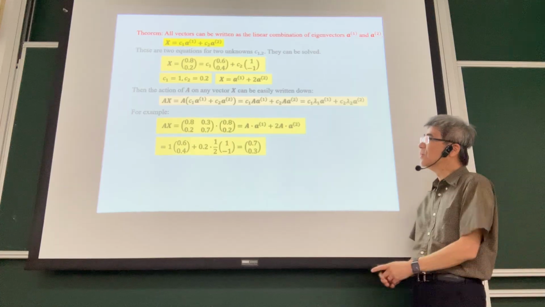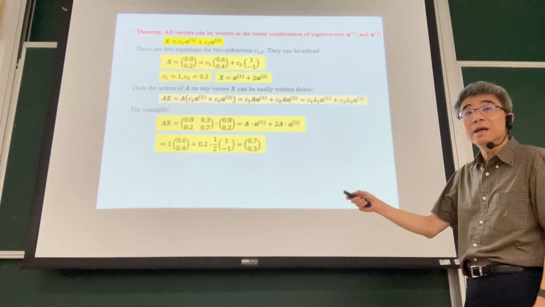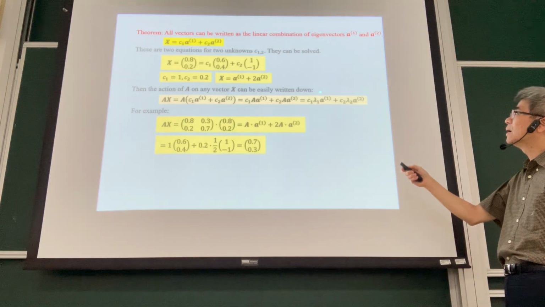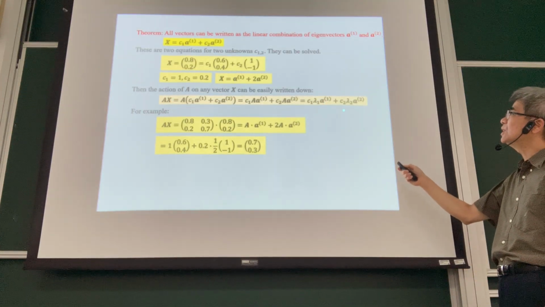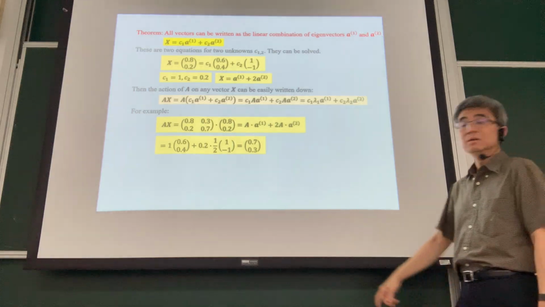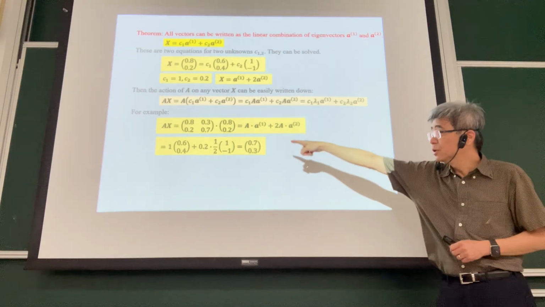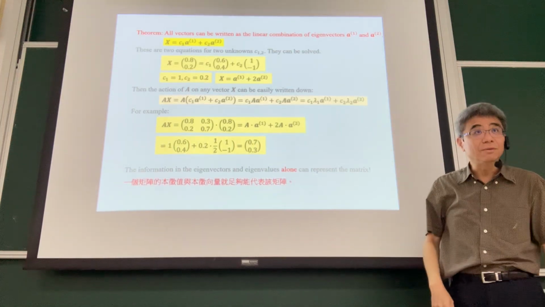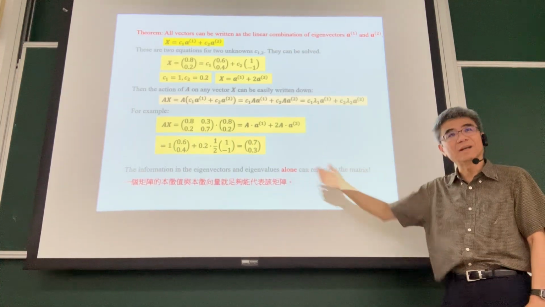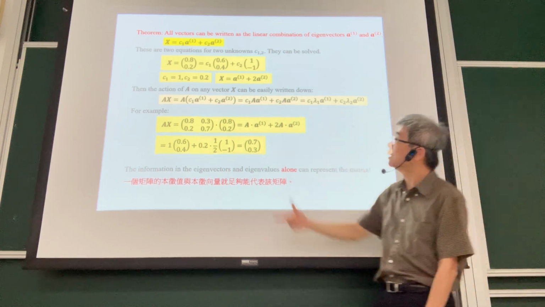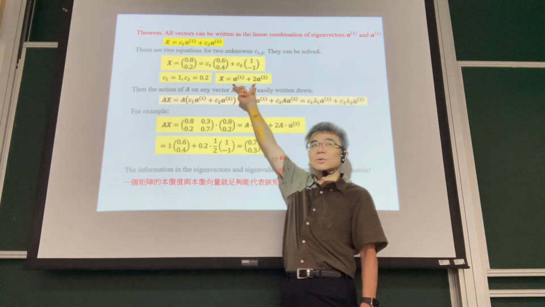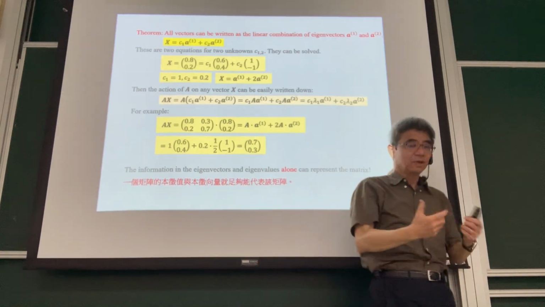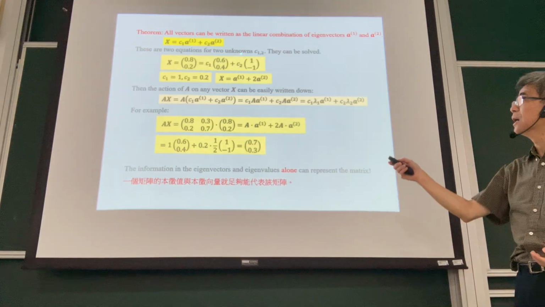So therefore, I don't know what A is, but I know A times X must be equal to C1 lambda 1 A1 plus C2 lambda 2 A2. Lambda 1, lambda 2, I know because you need to give me the information of eigenvalues. A1, A2, I know because you need to give me the information of eigenvectors. And C1, C2, I know from the information when I decompose the vector X into a linear combination of the two eigenvectors.